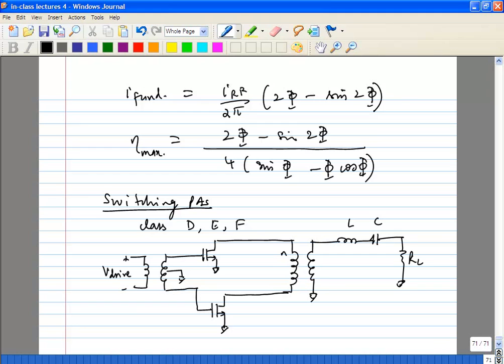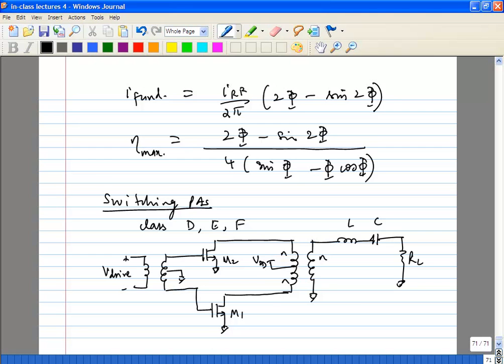So let's call these M1 and M2. What's going to happen is when you have a certain drive at the input, for half the cycle M1 is going to conduct, for half the cycle M2 is going to conduct. The difference between the earlier cases and this case is that the main idea of switching PAs, you are going to use your MOSFETs purely as switches.